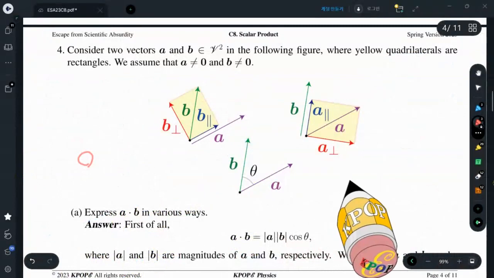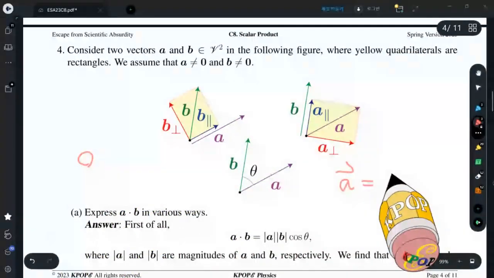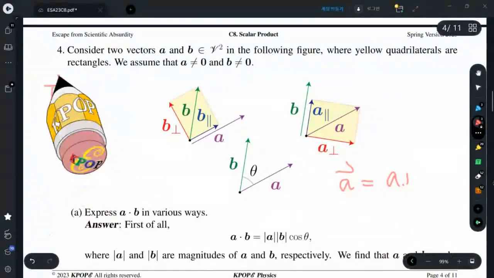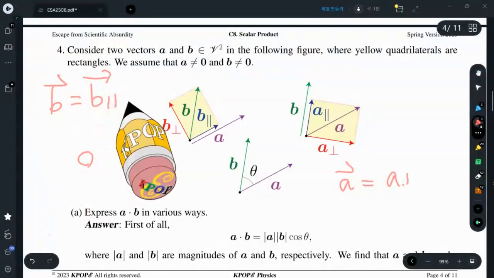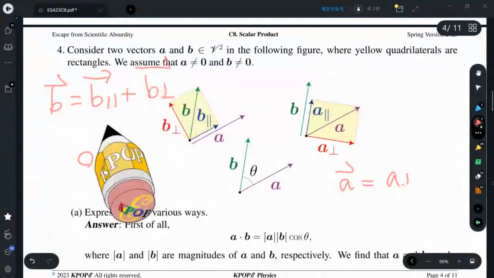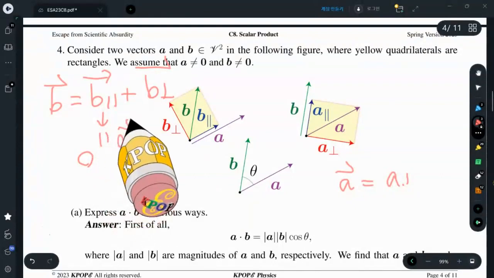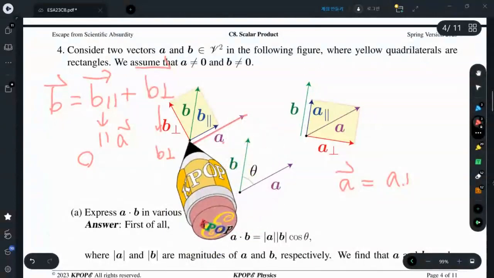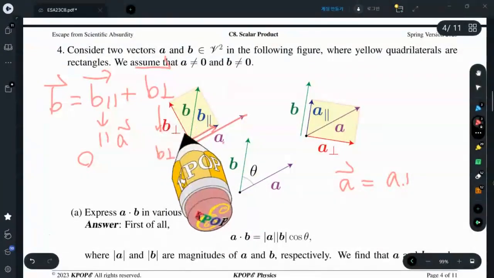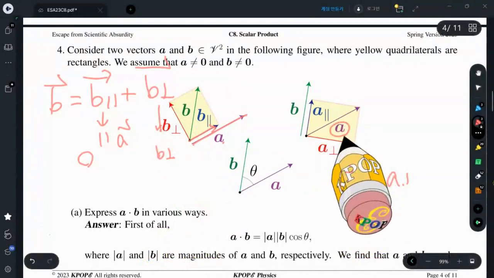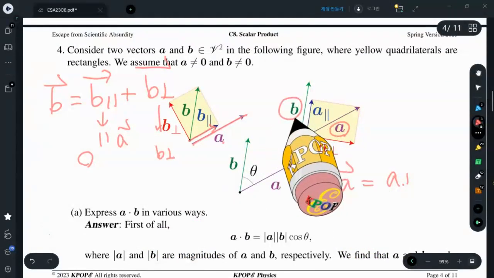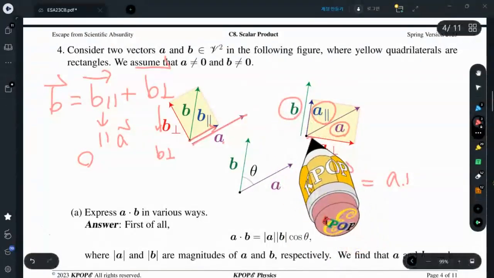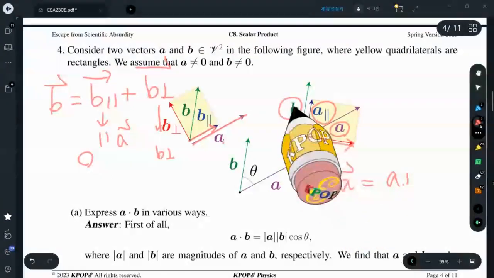Finally, we arrive at the point that B equals the sum of B parallel plus B perpendicular. This one is parallel to A. This one is perpendicular to A. We can also decompose vector A relative to vector B: this is the parallel component relative to B, and this is the perpendicular component relative to B.